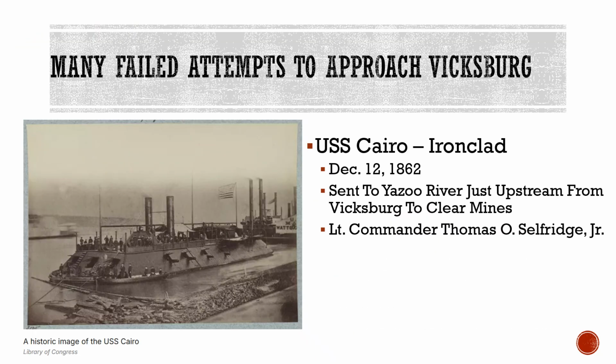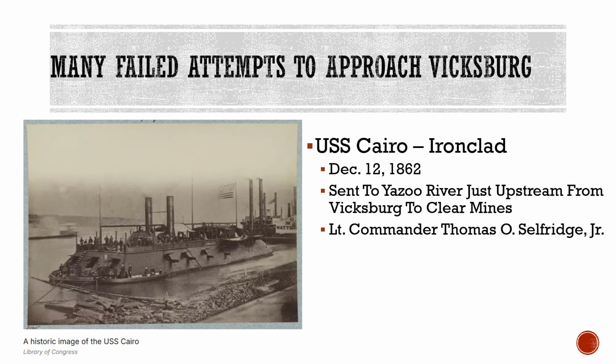Now I'd like to talk about the many failed attempts to approach Vicksburg. In late 1862, in December, an ironclad named the USS Carroll was sent down the Mississippi River and then turned upriver to the Yazoo River, just a little bit north of Vicksburg, maybe 10 or 20 miles. The goal of this ironclad was to clear mines on the Yazoo River with the hope that that river could then be used to transport troops and equipment downstream to Vicksburg.